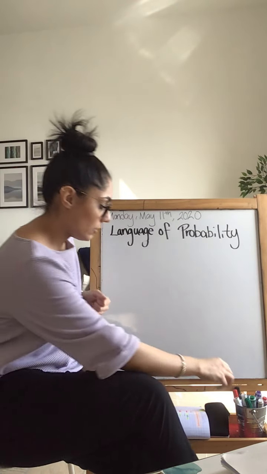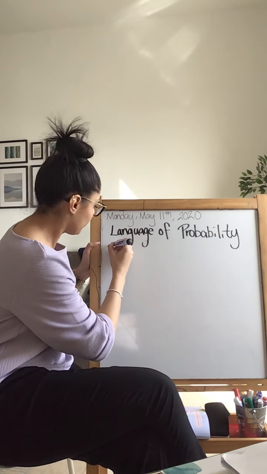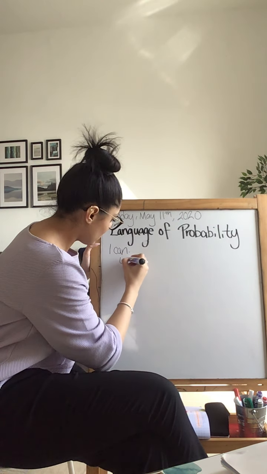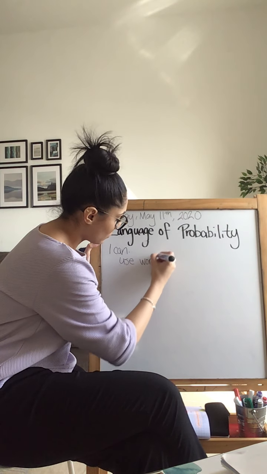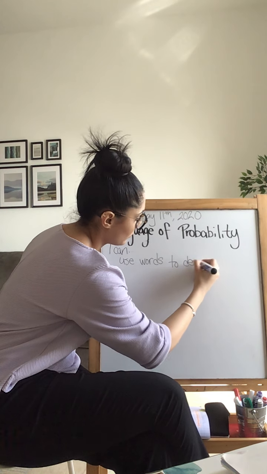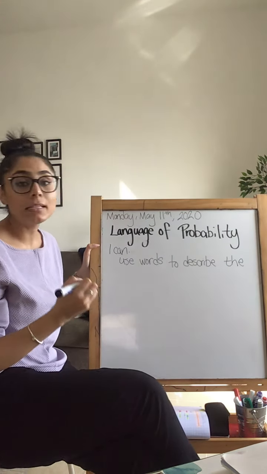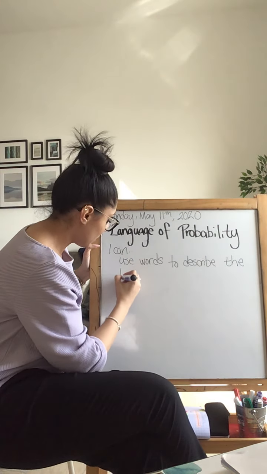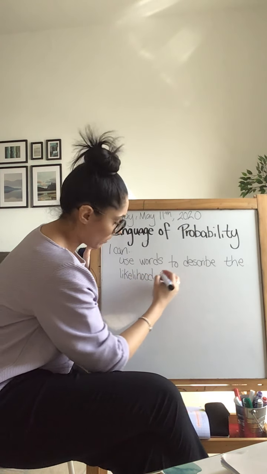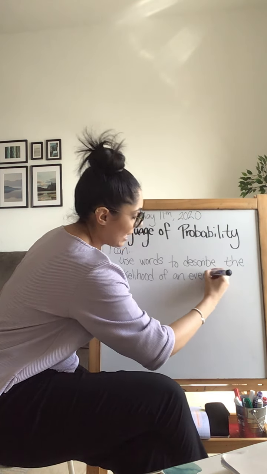So we need your date, your title, which is language of probability, and then our I can statement is: I can use words to describe the likelihood, and that's a very important word, and I'll talk about that in a moment, the likelihood of an event. Okay, please write that down and highlight it.